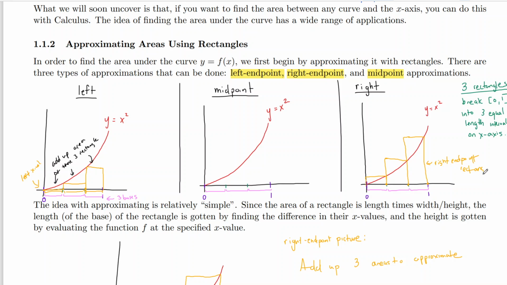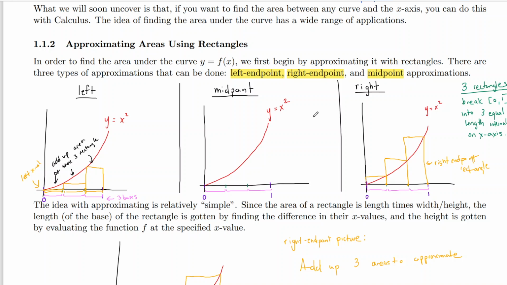But the same idea is going to apply. Pretty much the only thing that's going to change with all of these is just the x value we're plugging in. So for the left one, we plugged in this x value, this x value, and this x value. For the right one, we plugged in this x value, this x value, and this x value, which dictates the height of the rectangle. But the width or the base is always the same. It's just 1/3 because we broke it up the same exact way.